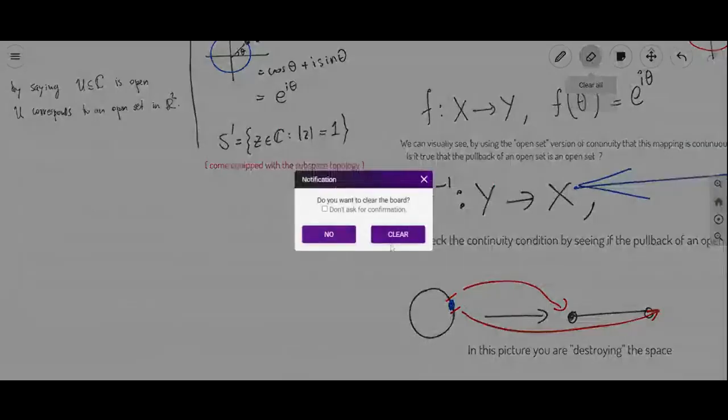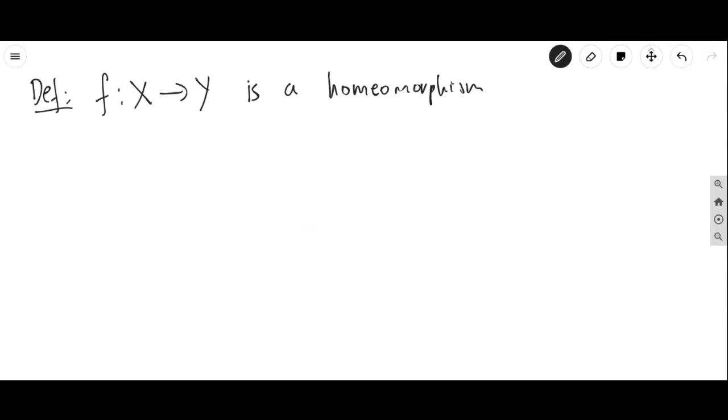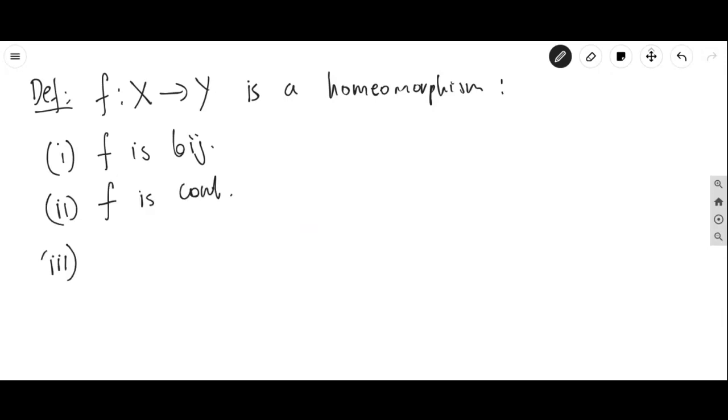Now we can kind of return back to our definition. Going back to the definition that we had, we said f from X to Y is a homeomorphism, or an isomorphism of topological spaces, if three things happen. f is a bijection, f is continuous, and the third requirement is f inverse from Y to X is also continuous.